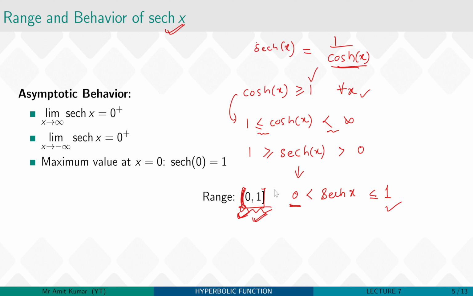So here 1 is included, so one side is closed. So the range is basically 0 open and 1 closed. This is the range of sech x. Okay. Now, what is the limiting behavior? If you take the limit as x tends to infinity, what is the value of sech x?